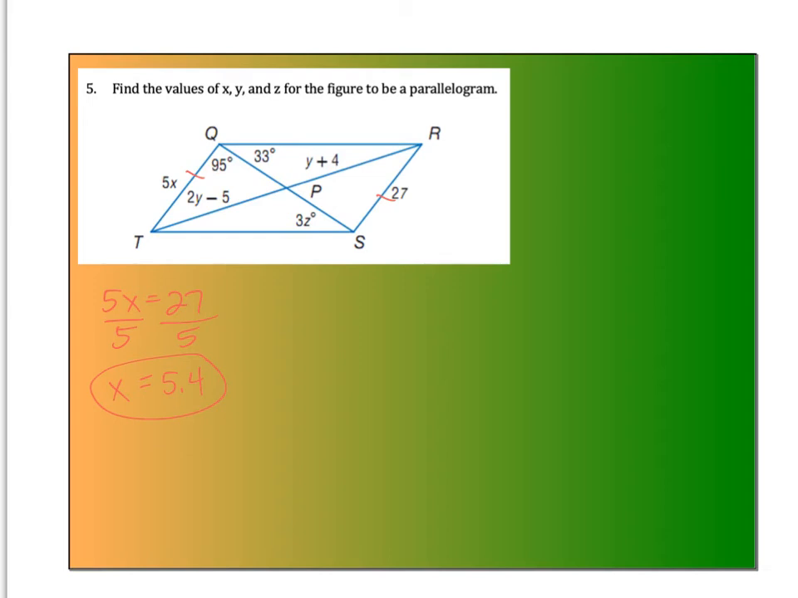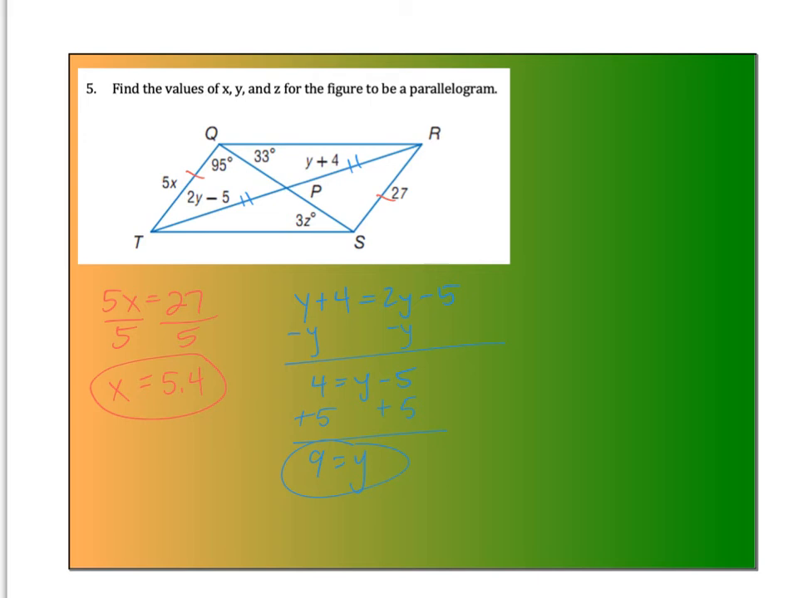Next, I'm going to try to solve for y. So y plus 4 is here on this diagonal, and 2y minus 5 is on the other part of that diagonal. So they should be congruent if it's a parallelogram. So y plus 4 should equal 2y minus 5. Minus your y, 4 equals y minus 5. Add your 5, 9 equals y.